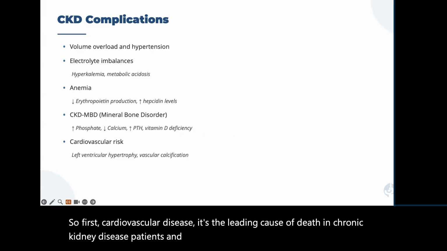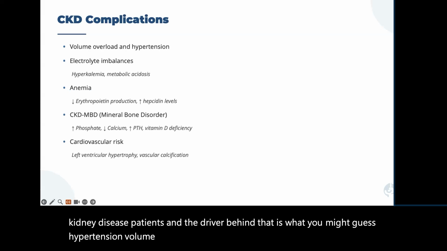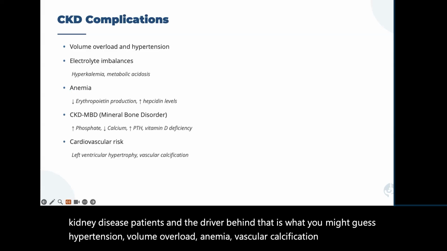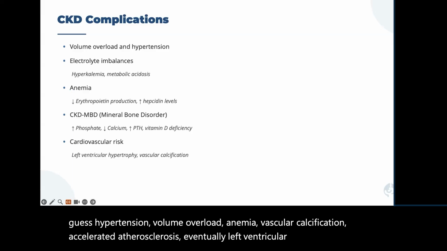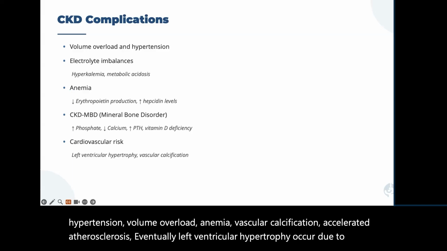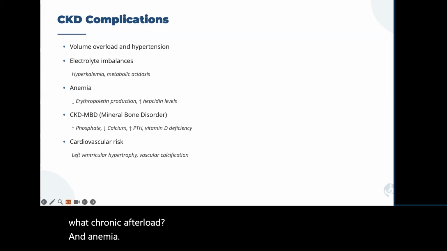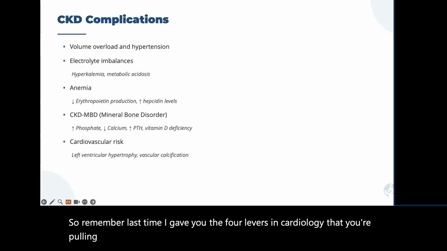And the drivers behind that are what you might guess: hypertension, volume overload, anemia, vascular calcification, accelerated atherosclerosis. Eventually left ventricular hypertrophy occurs due to what? Chronic afterload and anemia. So remember last time I gave you the 4 levers in cardiology that you're pulling on: preload, afterload, vascular resistance, and heart rate.